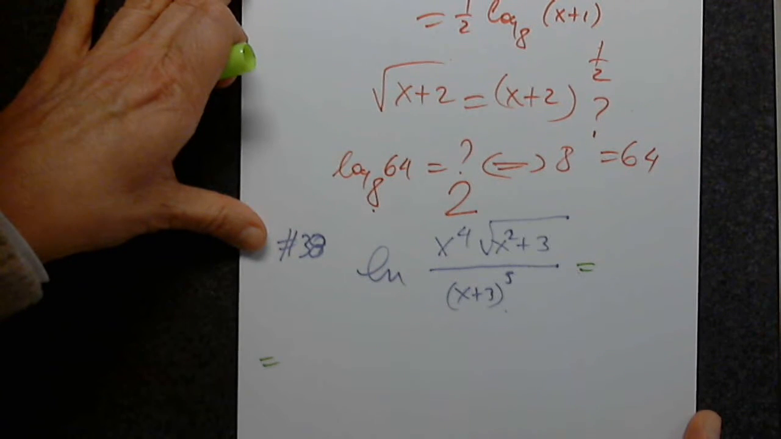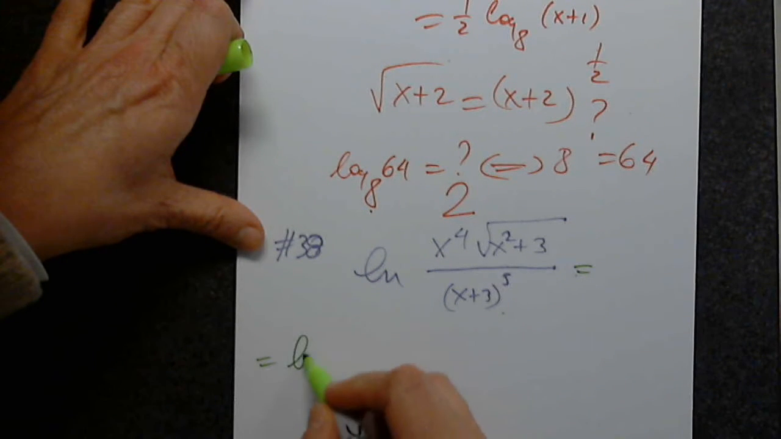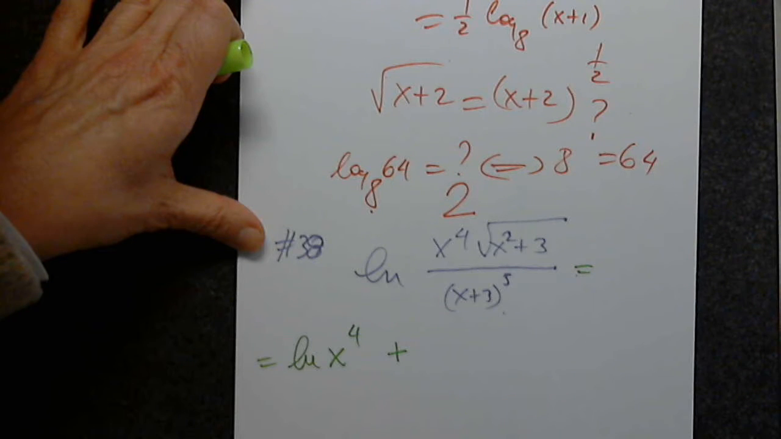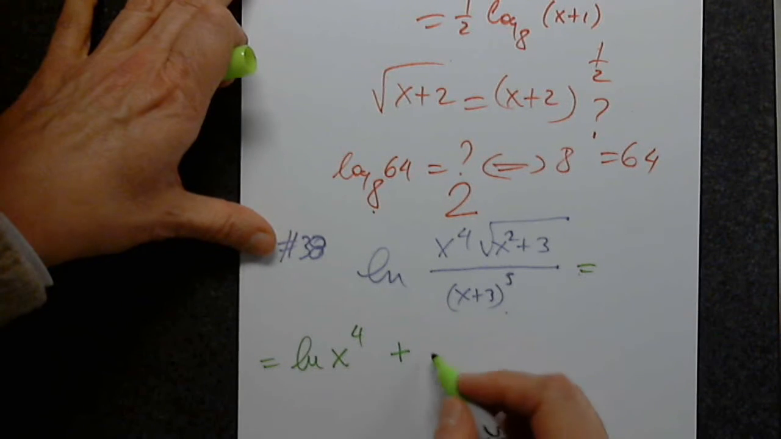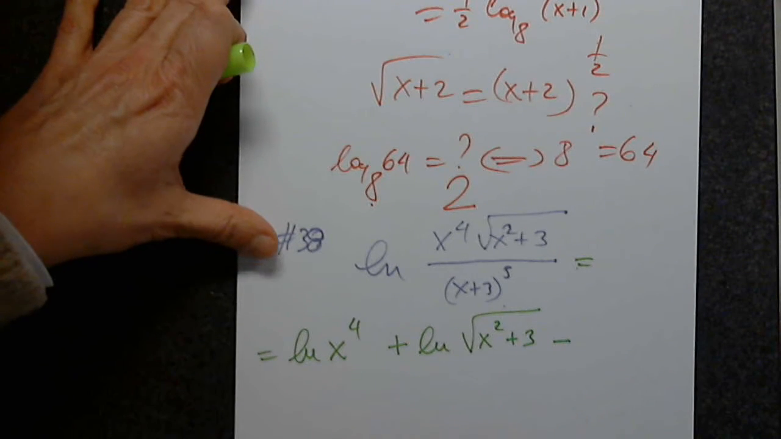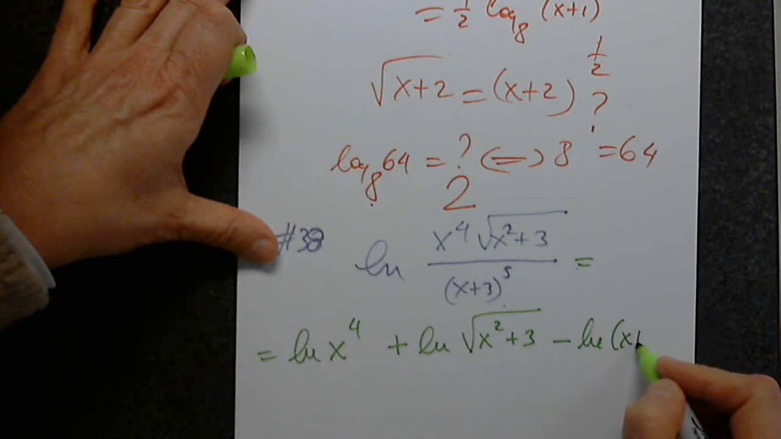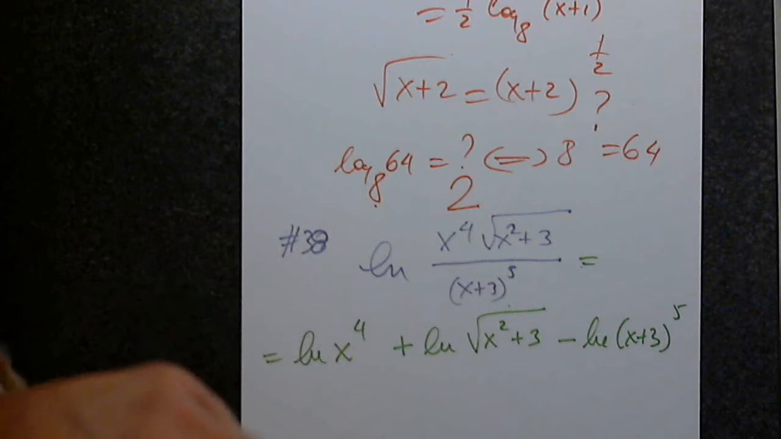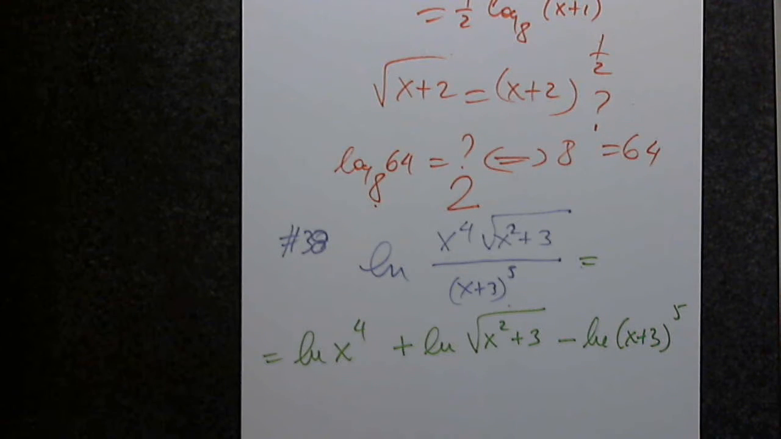So would it be natural log of x to the fourth times the square root of x squared plus 3, plus natural log of the square root of x squared plus 3, minus natural log of x plus 3 to the 5th? Okay. Now you can say, I don't want to do two steps in one. Fine, you don't have to. That's why I'm trying to cut back on writing a little bit.